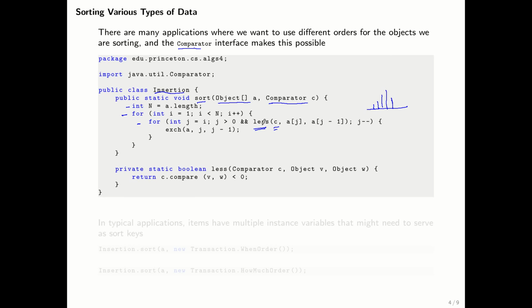If you look at the code for less, which is shown right here, what it does is it simply calls c.compare. It makes use of the compare method from the comparator interface to compare the two objects v and w. If that's less than 0, we simply return true, meaning v is strictly less than w, and otherwise we return false. Other than that, it's the standard insertion sort.